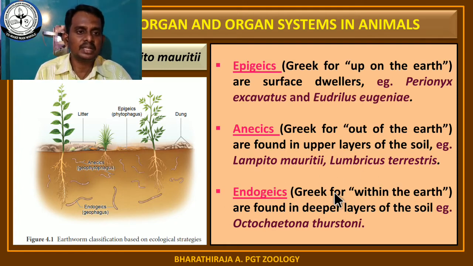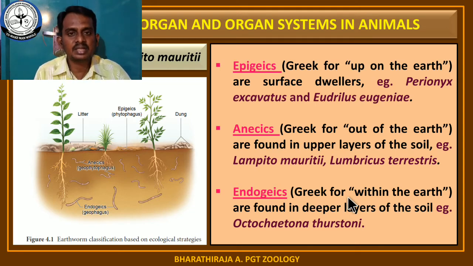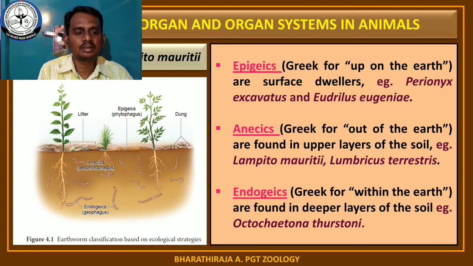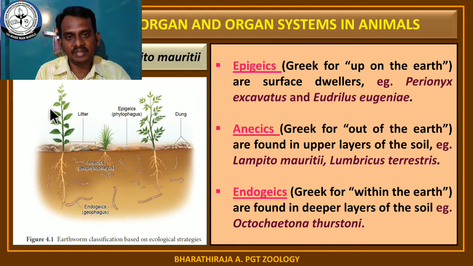And third one is endogeic. This is also Greek word. Endo means within, geic means earth, as in geographic. Within the earth. எர்த்துக்குள்ளார இருப்பாங்க. They are found in the deeper layer of the soil. The example is Octochaetona thurstoni. These are the 3 types of organisms based on their living habitat.